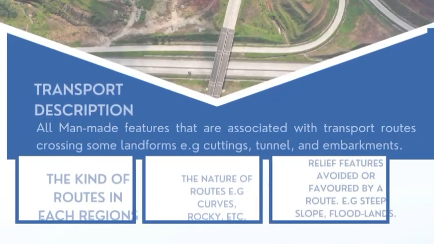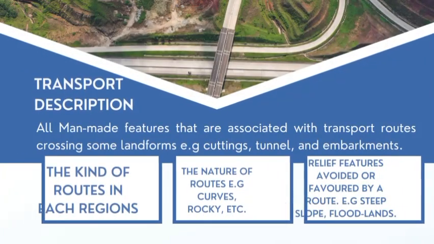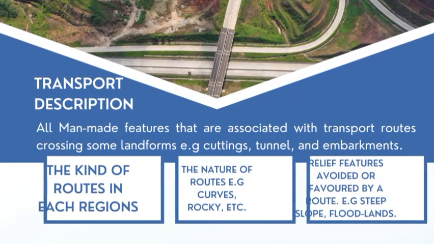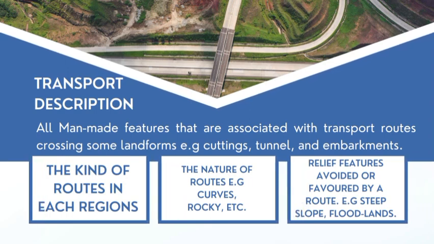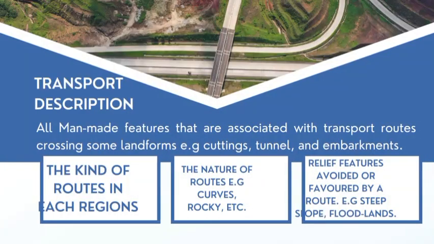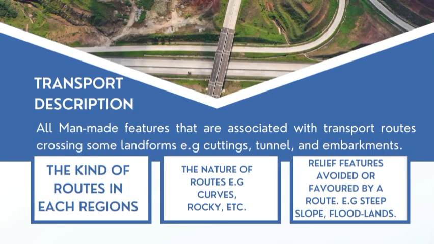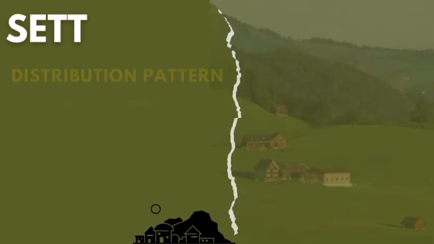factors. Firstly, all the features made by man on the transport route. For example, an embankment, a bridge, a tunnel, and the rest. Also, the kind of route of each region, and as well the nature of the route, either curvy or rocky, and also places avoided, maybe a slope or a floodland.